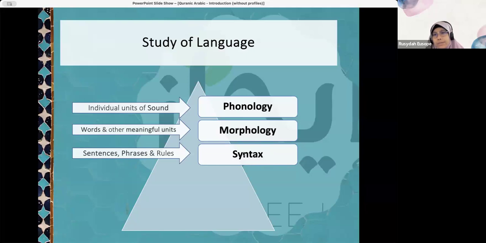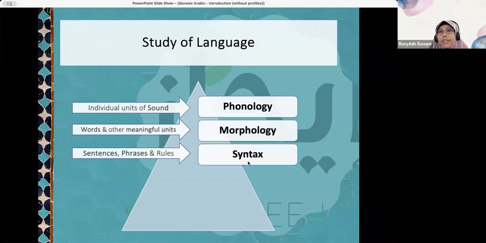At the syntax level, we'll be learning about nominal sentences and verbal sentences, what they consist of, and what makes a complete sentence. What's the difference between a sentence, jumlah, and an ayah in Arabic? Is there any difference? If so, what is the difference? And for example with subject and predicate, why does Allah in Al-Quran Karim mention the predicate before the subject?